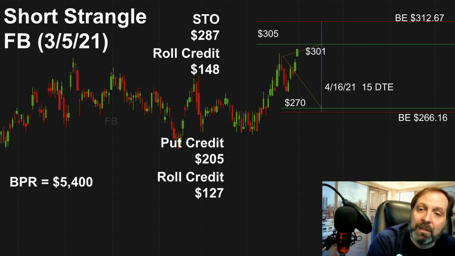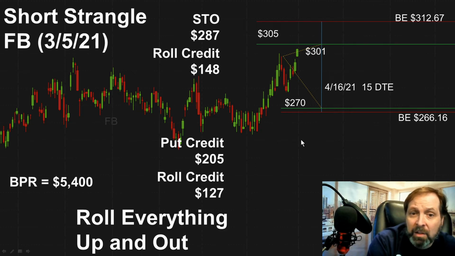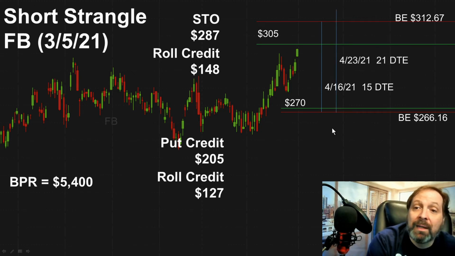And my deltas are out of balance again. So what do you do when your deltas are out of balance? You roll, right? So I wanted to roll everything up and out. So what does that mean? 15 days till expiration. I'm going to roll that out to 21 days till expiration. Give myself an extra week to collect more premium.